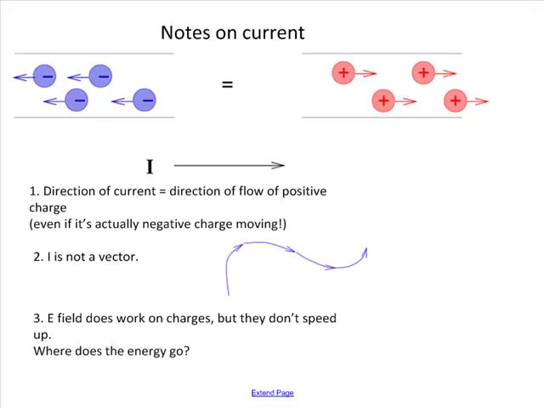Okay, current is not a vector. It does have a direction, but it follows along in a wire generally, so we're not going to call it a vector. And there is an electric field inside a current carrying wire, but it's not going to cause these to speed up because the electrons are constantly bouncing into other ions. We'll talk more about that in the next chapter.